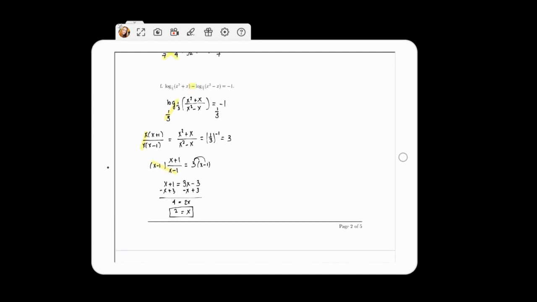And then I can go back and check and make sure. So 2 squared plus 2 is positive, and 2 squared minus 2, that'd be 4 minus 2, is still positive. So it checks out.